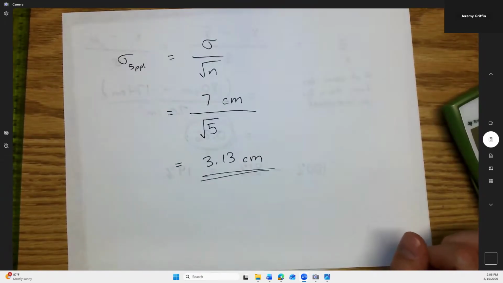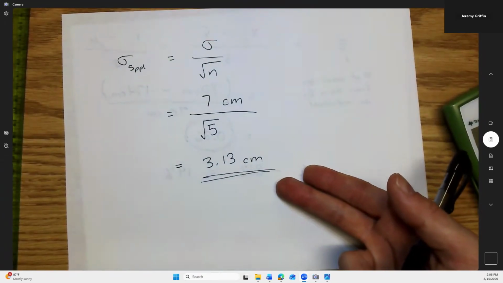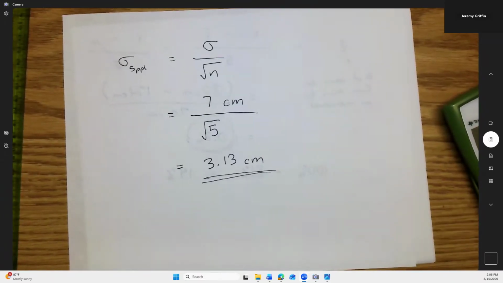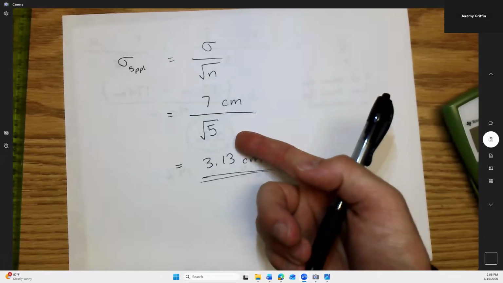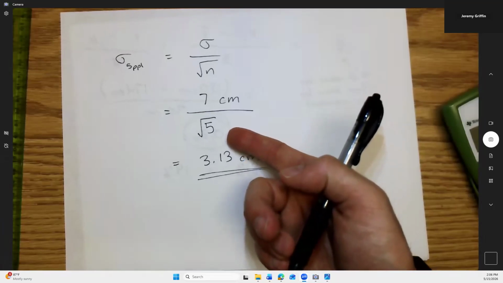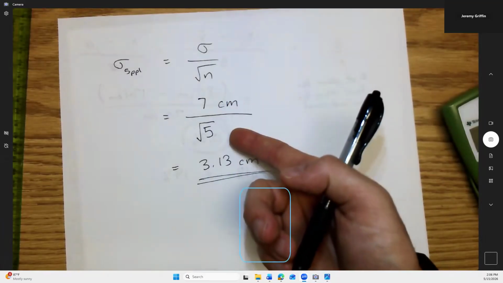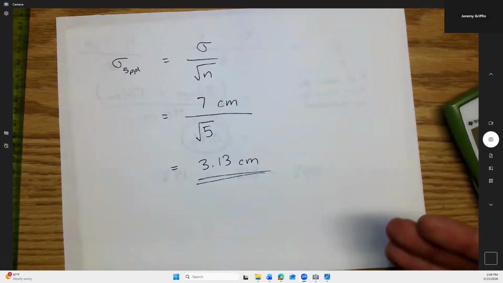Are there any questions so far? Especially conceptually, why the standard deviation would decrease if you have a group of people. The larger the group, the less the variability is going to be. Okay? Like if I had a group of 100 people, guys, what's the square root of 100? It would be 10, and then 7 divided by 10, that'd be like 0.7. Right? So now that standard deviation would be getting really small.